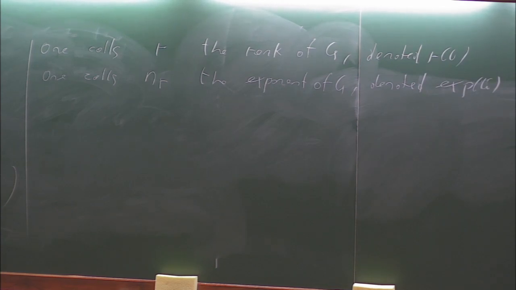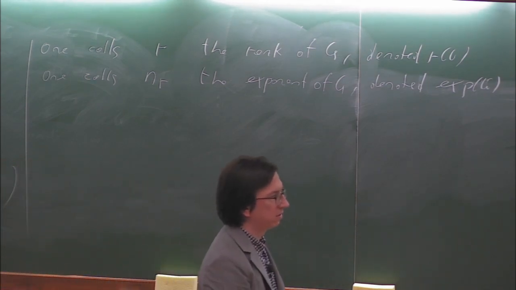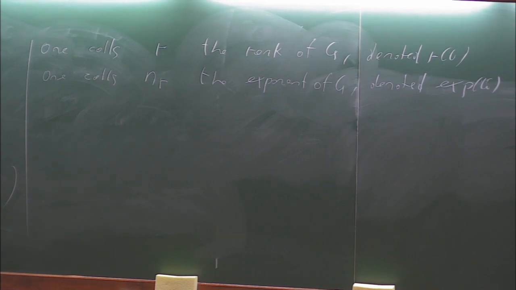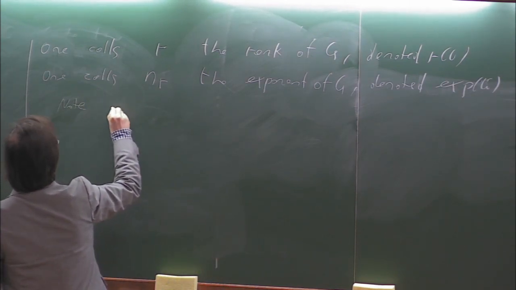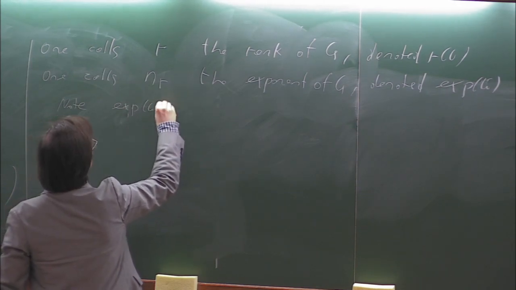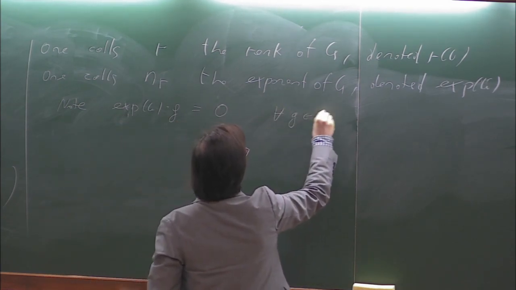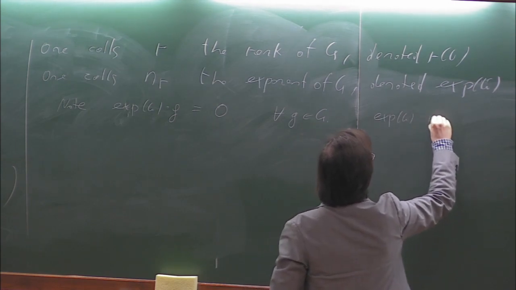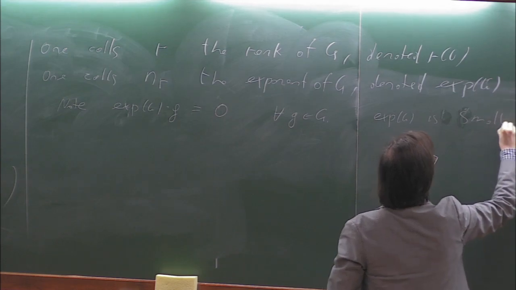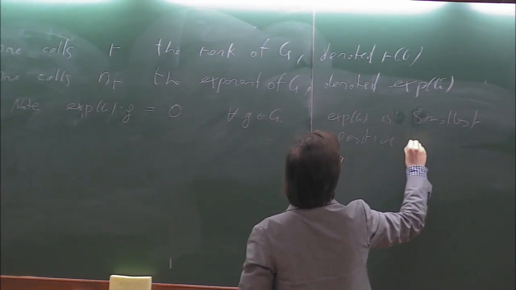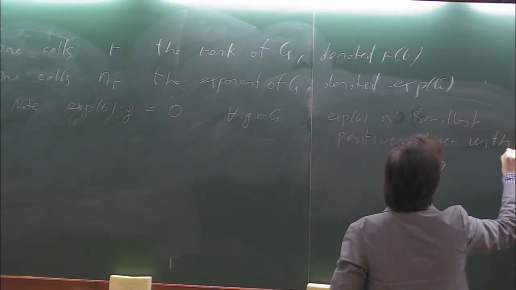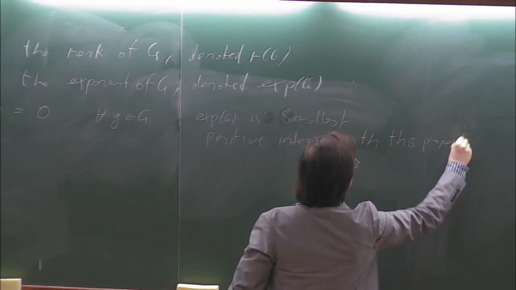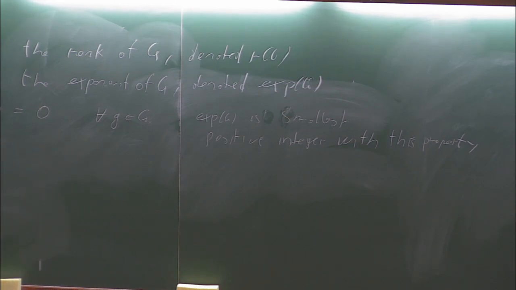And this exponent has the property that it is the least common multiple of all the orders of elements of the group, due to this divisibility condition. So note, the exponent of G times g is equal to 0 for all g in G. And exp(G) is the smallest positive integer with this property. So this would also be a more intrinsic way to define the exponent. One could define it as the least common multiple of all the orders of the group.